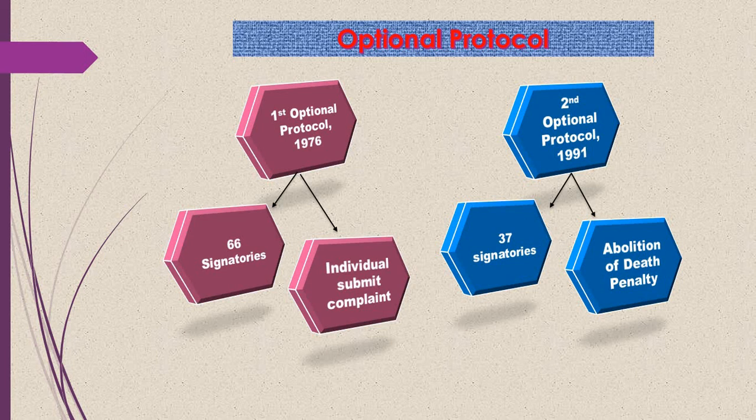The second Optional Protocol, which came in 1991, had as its main objective to abolish the death penalty. With this, the International Covenant on Civil and Political Rights was implemented, and two Optional Protocols to the Covenant were adopted. With this, the discussion of the International Covenant on Civil and Political Rights comes to an end.